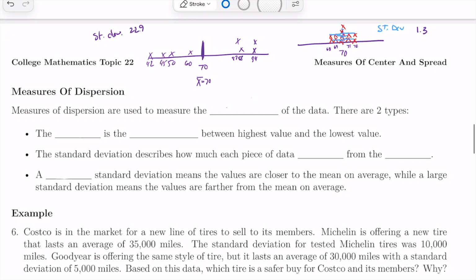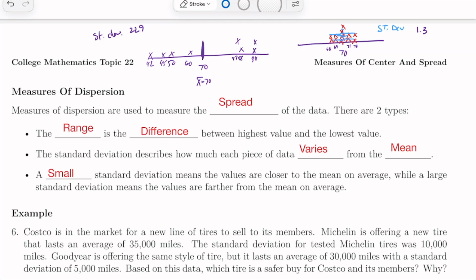Measures of dispersion. Measures of dispersion are used to measure the spread of the data. There are 2 types. The range is the difference between the highest and the lowest value, and the standard deviation describes how much each piece of data varies from the mean. A small standard deviation means the values are close to the mean on average, while a large standard deviation means the values are further from the mean on average.